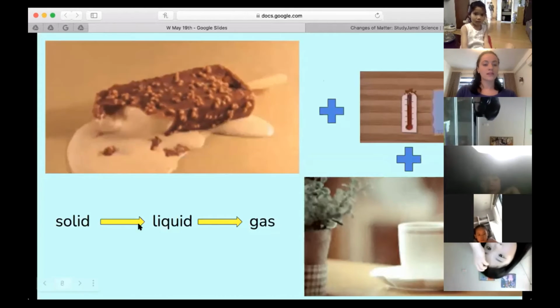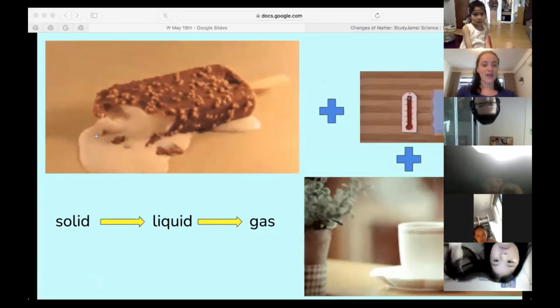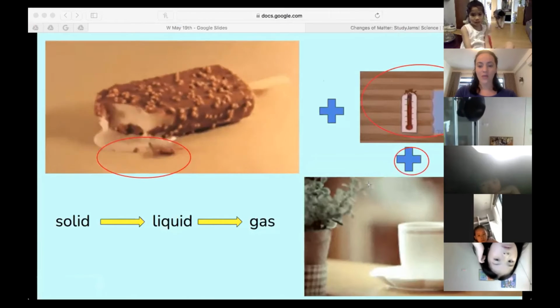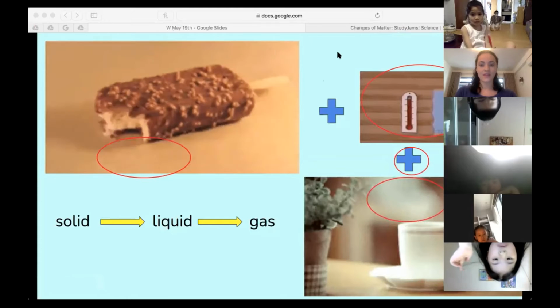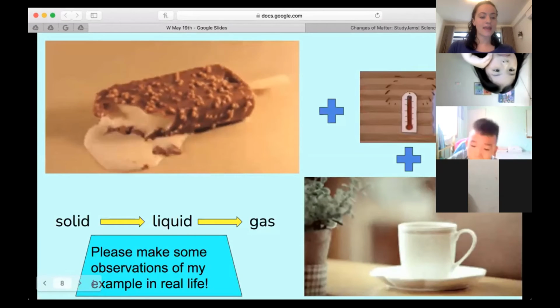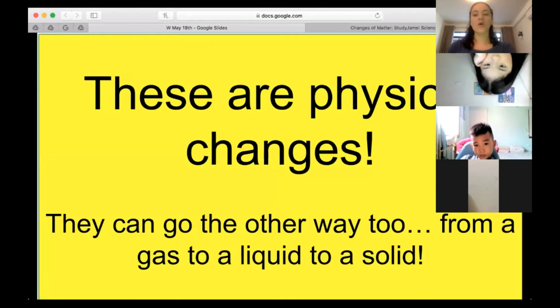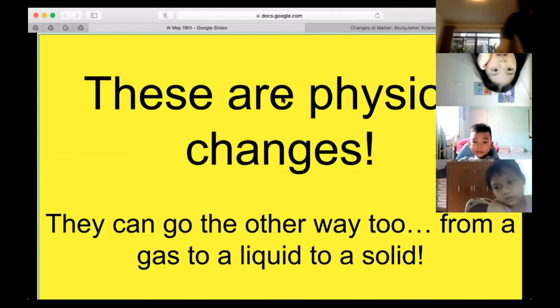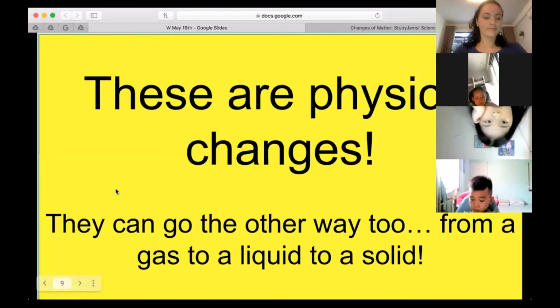So, solid, like this ice cream, to a liquid. This ice cream is going to a liquid because it is hot. And then plus even more heat, and we have a gas. Solid to liquid to gas. All right, please make some observations. Everyone read this whole slide. These are buildings. They can go the other way too. From a gas to a liquid to a solid. Okay, so these are physical changes.